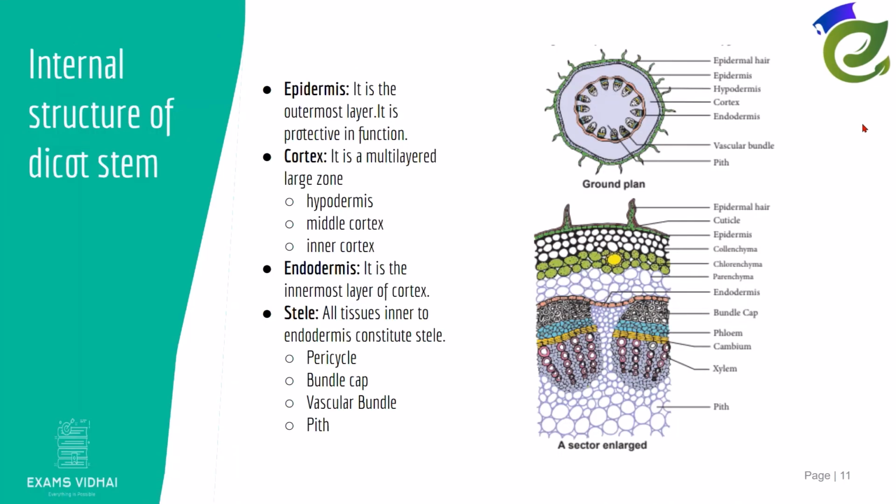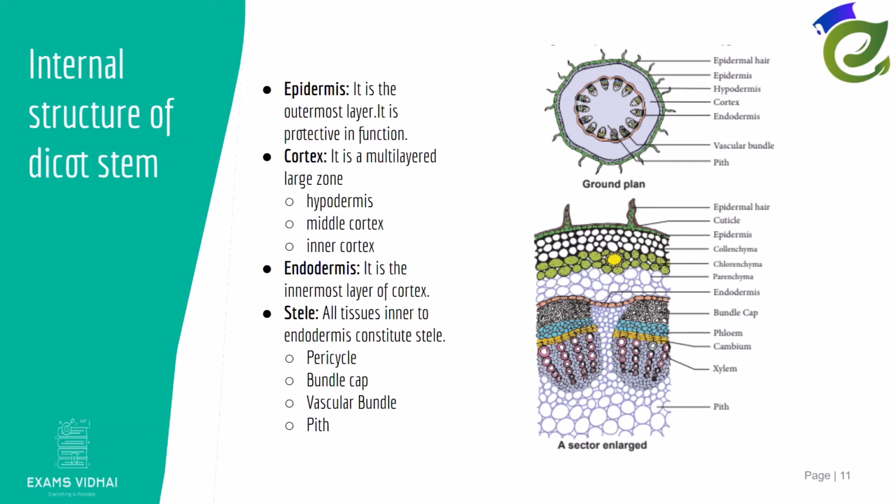Now coming to the internal structure of a dicot stem. A transverse section of a dicot stem reveals, you can see the diagram here. The outermost layer is called the epidermis. It is again made up of single layered cells of parenchyma. The outer wall is covered with cuticle and it is protective in function.